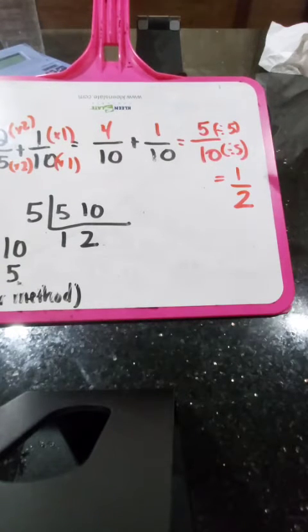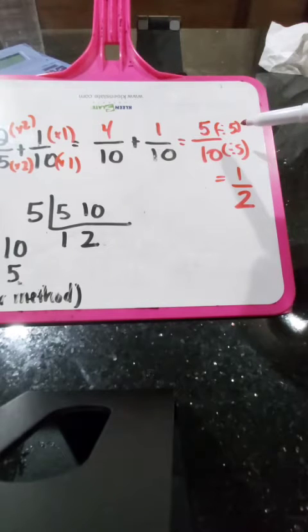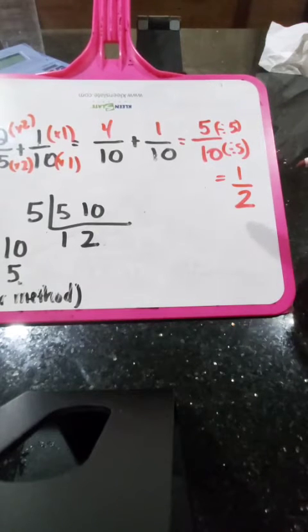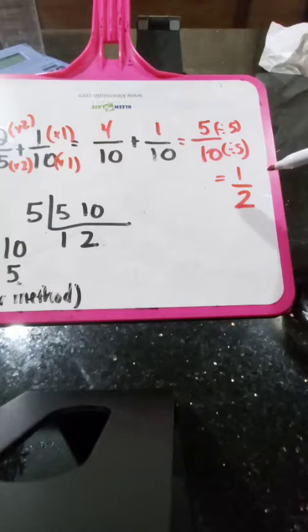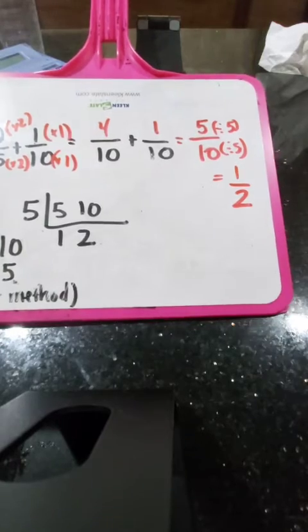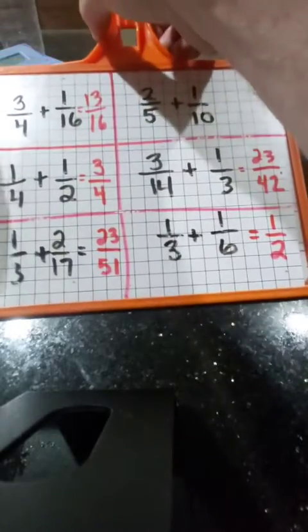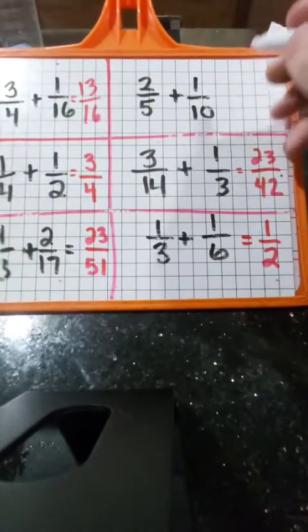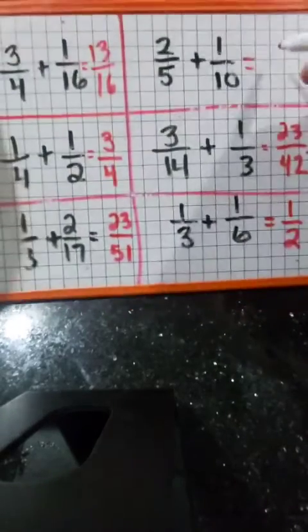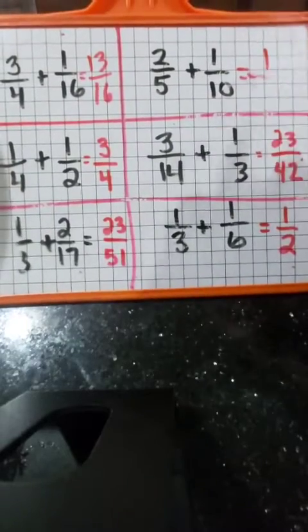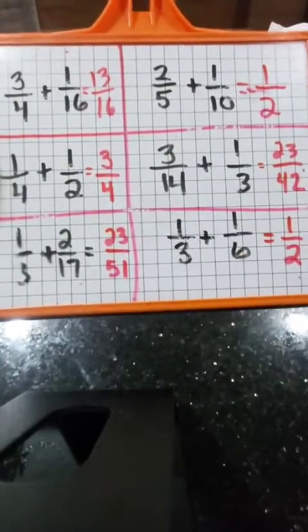However, if you got 5/10, I would accept that, but I would really prefer that you guys start understanding the importance of reducing fractions all the way down. All right, so our final answer for 2/5 plus 1/10 equals 1/2. Whoops, that's terrible. 1/2. Okay, so those are your answers for today's problems. I'm going to go ahead and give you guys some new problems here.